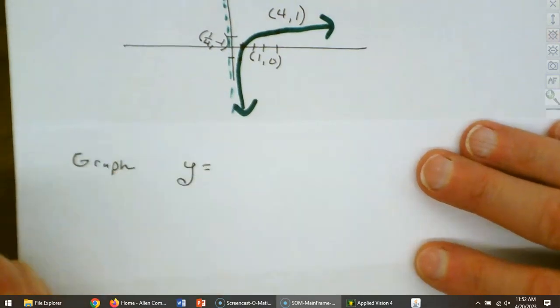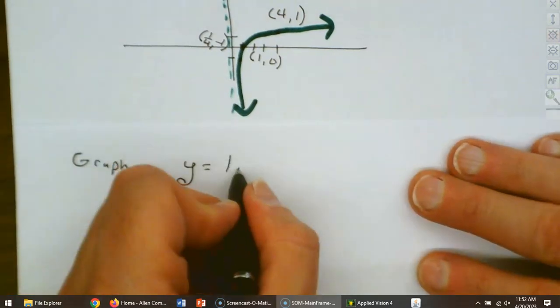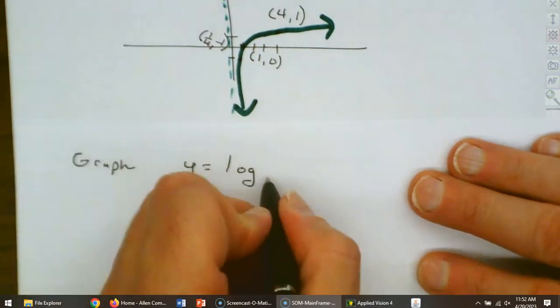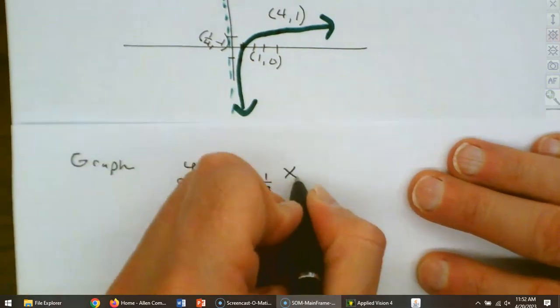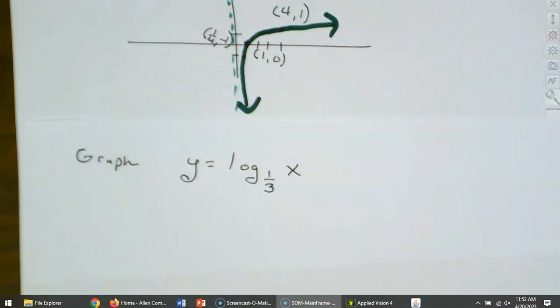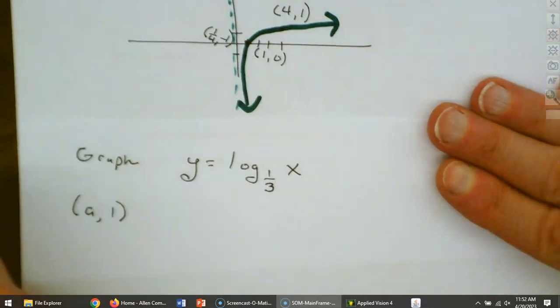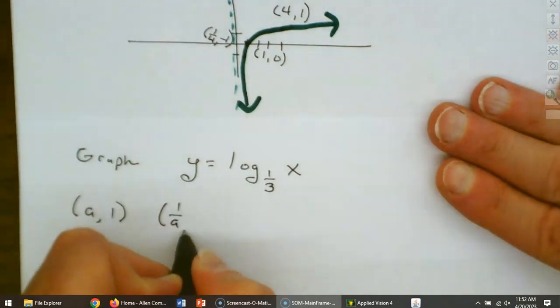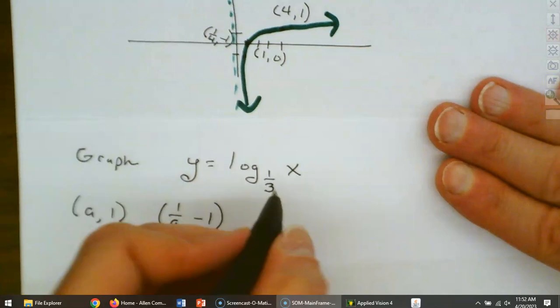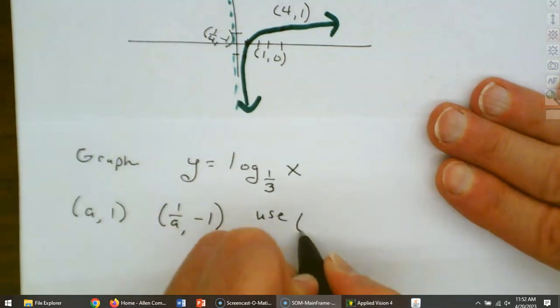Let's do a fractional power. How about y equals log base 1/3 of x? So let's try to graph this one. Now, again, we need these points. So we need a comma 1. We need 1 over a comma minus 1. And we're always going to use that 1, 0.